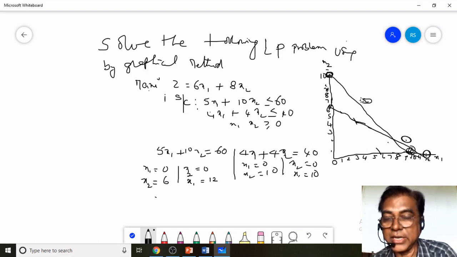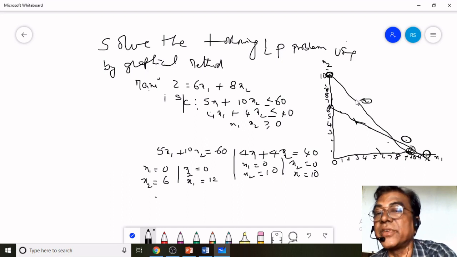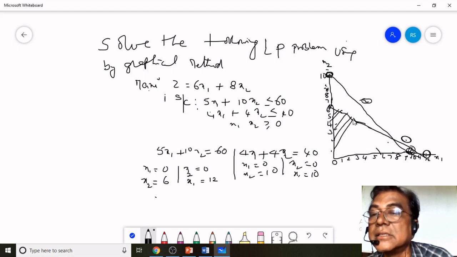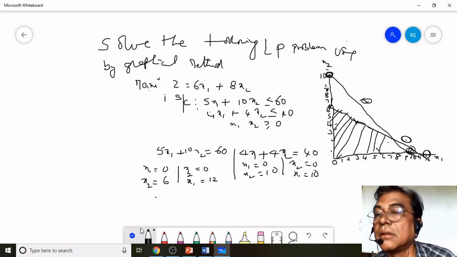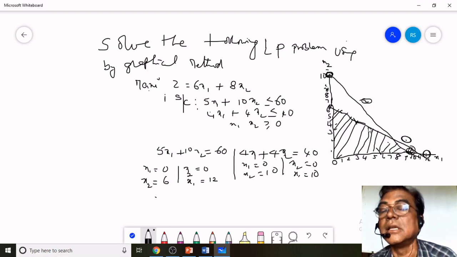Less than or equal to means the shaded part should be below the constraint line. If I take the shaded part here, it is not satisfied by the second equation; if you draw a shaded part here, it indicates above the constraint line. So it is better to take the shaded region like this only, like this, like this, like this.